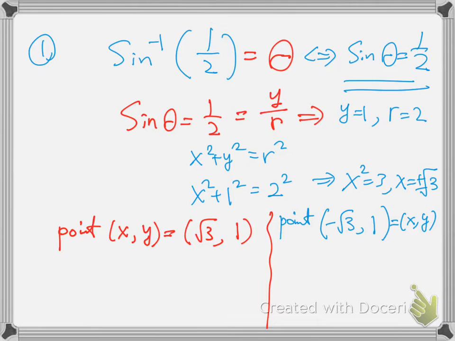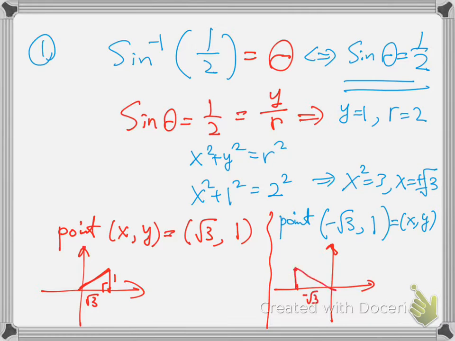Now let's draw the right triangle. In case 1, x is square root of 3, y is 1, so we have this right triangle. In case 2, x is negative radical 3, so we go left negative radical 3, go up 1, and then this is our right triangle.